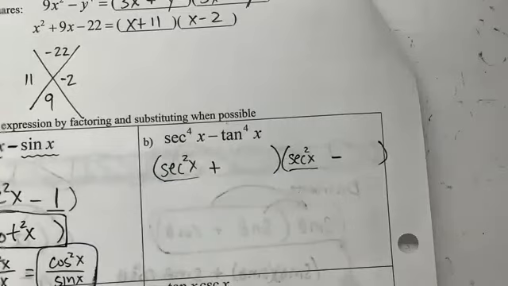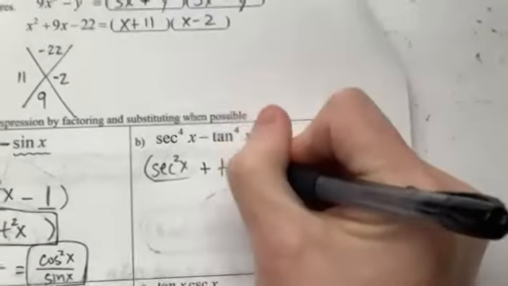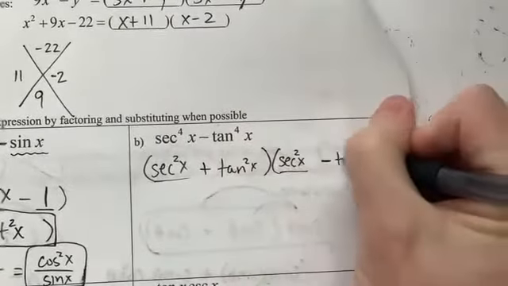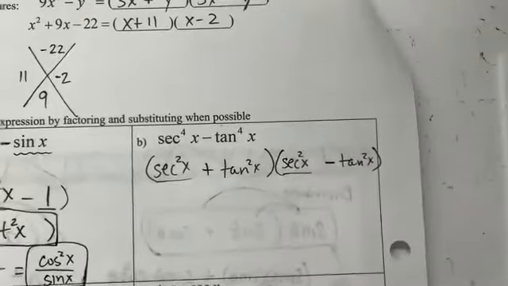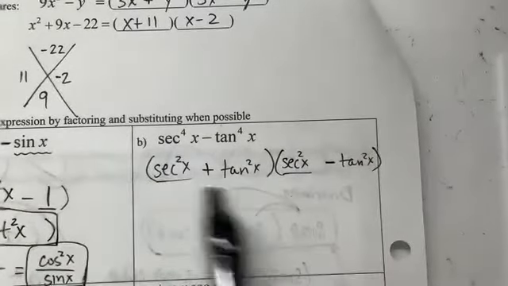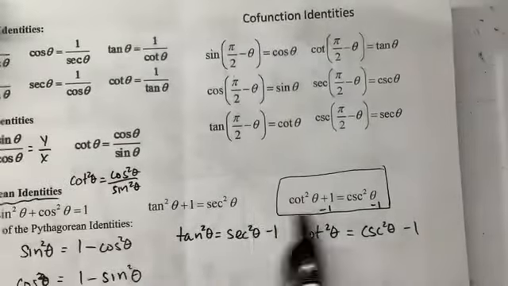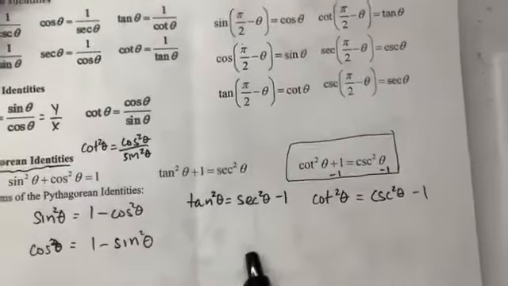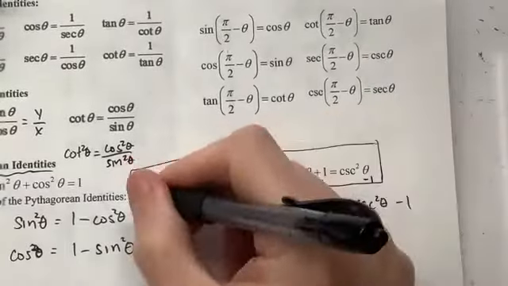And then you might see what the square root of tangent to the fourth would be. This would be tangent squared times tangent squared, which makes tangent to the fourth. So this right here would factor to this. And when you look at these, anytime you see squared terms, you might look at this row of identities called the Pythagorean identities and see if there's something you can use there. It just so happens that tangent squared and secant squared are both in this equation right here.